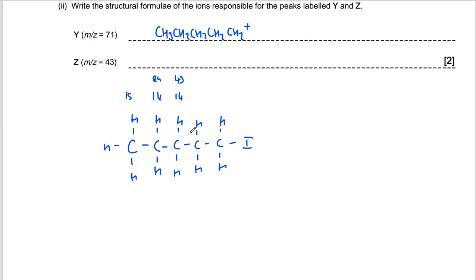So that means I'm just breaking my bond here. And everything on the left-hand side is the fragment ion I need. So once again, structural formulae, just write it along, CH3, CH2, CH2, with a positive charge. Okay, don't forget the positive charge. It's massively important for mass spectrum fragment ions. And that's it. That's all you need to put down.